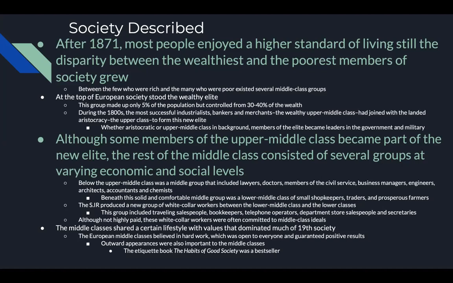At the top of European society stood the wealthy elite. We kind of already figured this out. This group made up only 5% of the population, but controlled 30 to 40% of the wealth. Kind of sounds like the French Revolution, pre-French Revolution society.